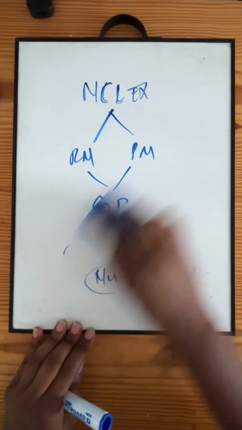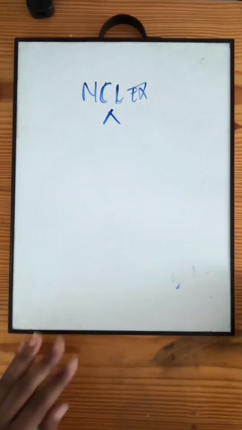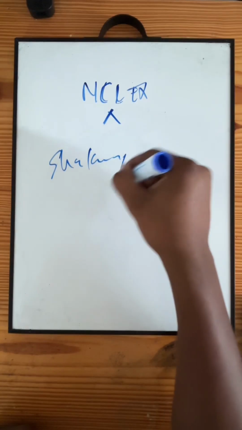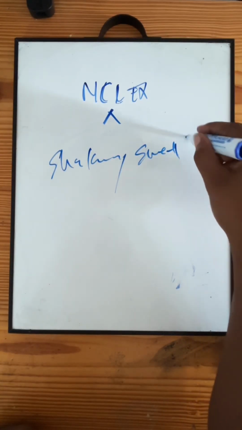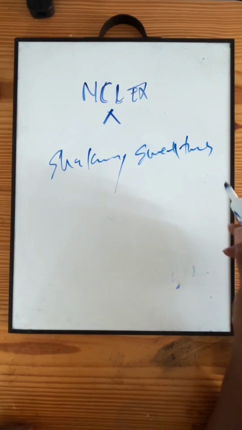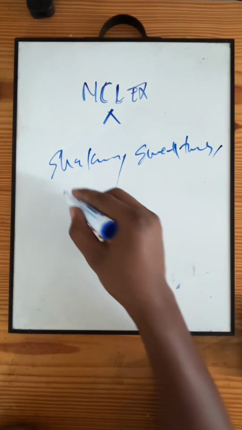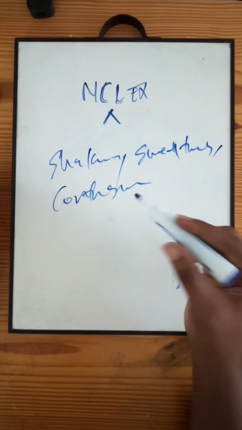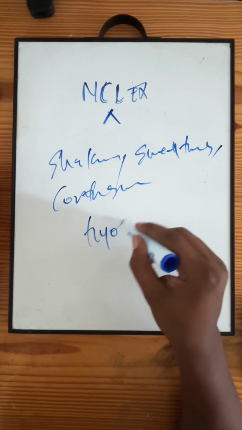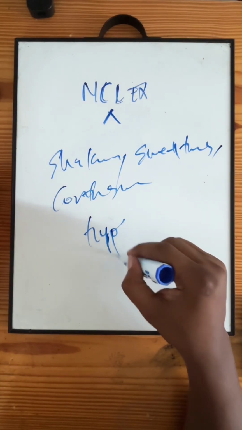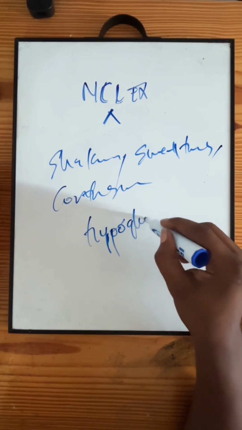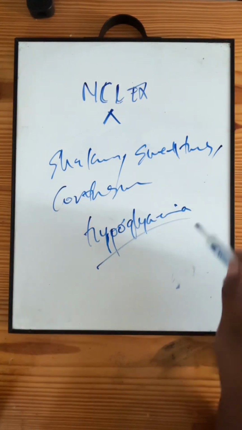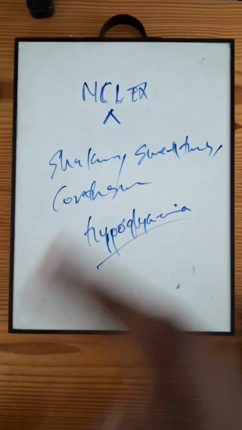Now, the NCLEX might tell you a patient is shaking, sweating, right? Having sweating, let's say confusion. Automatically, you are saying, okay, maybe the patient is having, let me say, hypoglycemia. Right? You said the patient is having what? Hypoglycemia. That's what you are instantly thinking because of the symptoms.